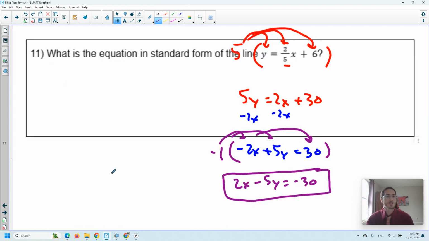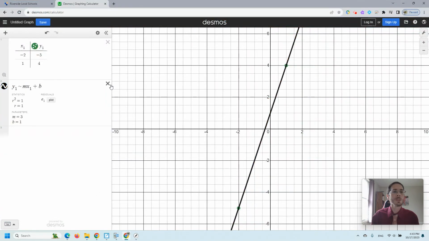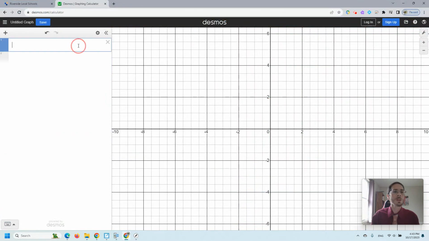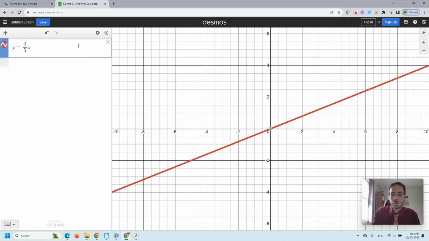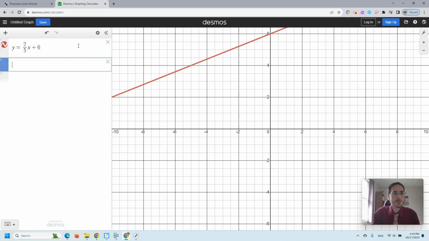If you want to double check to make sure you got the right answer, it's actually kind of nice. I'm actually going to type in here y equals 2/5 x plus 6. And I'm going to type in 2x minus 5y equals -30.